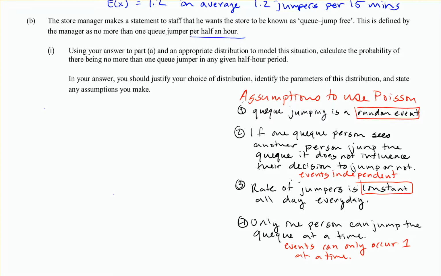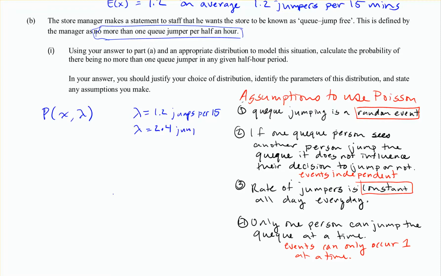So again, to use Poisson we need to know our x and our lambda, and what we've got here is our expected value. Our average was 1.2 jumps per 15, and they're asking us here about no more than one jumper per half hour. So I want to make sure that I get that to half an hour, so that means I'm going to double this, 2.4 jumpers per 30 minutes. Right? 15 minutes is just quarter of an hour. If I double that, I get half an hour at 30 minutes. So I can use 2.4, and I need to think about what he wants.